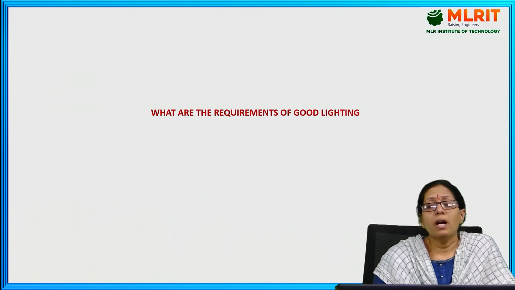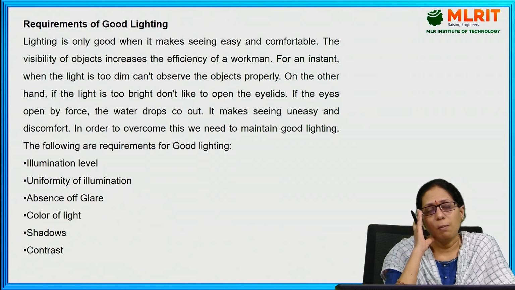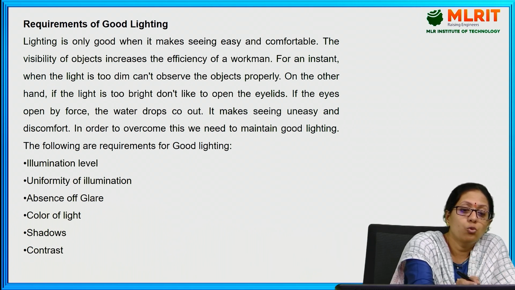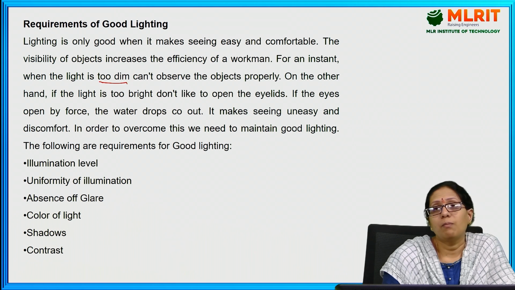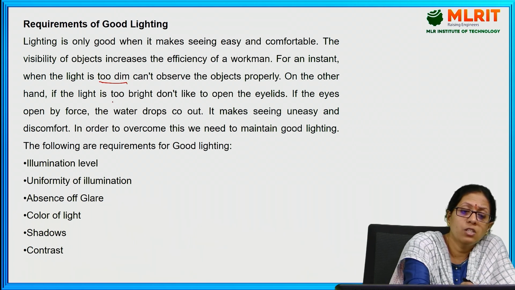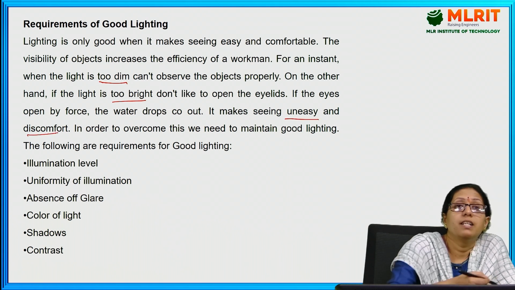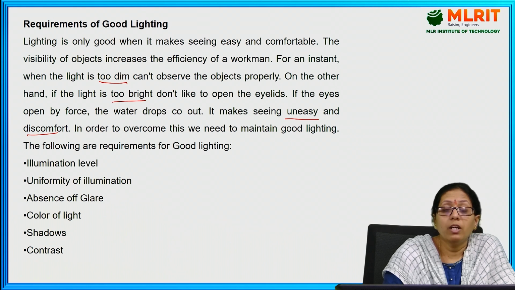So, what are the requirements for good lighting? Lighting is only good when it makes seeing easy and comfortable. The visibility of objects increases the efficiency of a workman. For instance, when the light is too dim, we cannot observe the objects properly. On the other hand, if the light is too bright, we cannot open our eyes. If the eyes are opened by force, it may damage our eyes. So, it makes seeing uneasy and uncomfortable. In order to overcome this, we need to have a good lighting system.